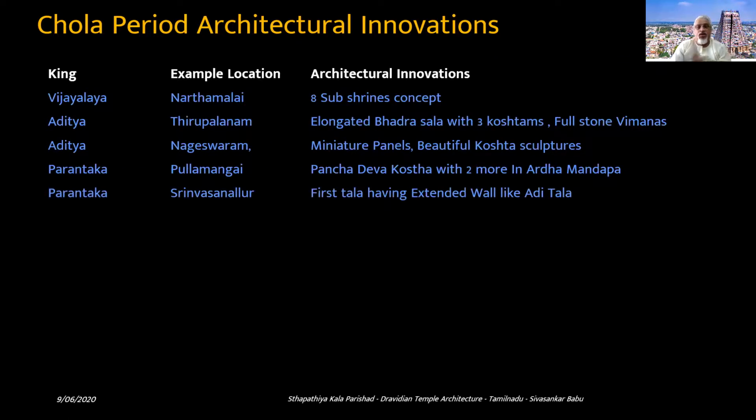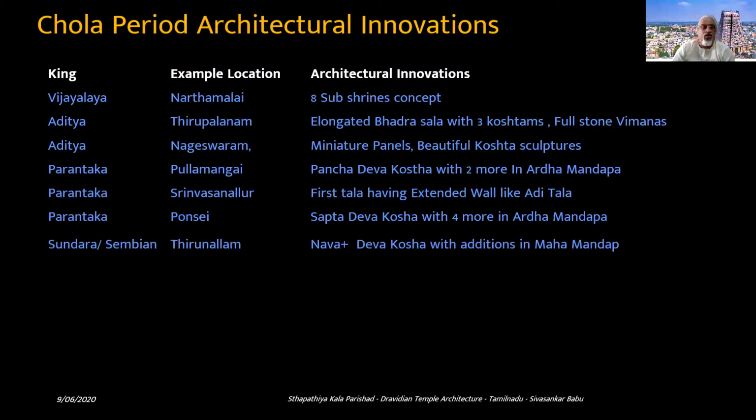Then comes the next thing. The talas also get expanded and lengthy, and sometimes the first tala gets replicated with long, tall walls like the first tala. This trend we can see from Srinivasanallur. And from Punjai and others onwards, Parantaka adds 2 more to the Deva Kostas, making the Sapta Deva Kostas, with more Devatas and more structure on this.